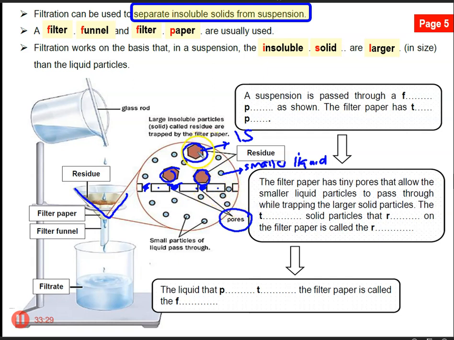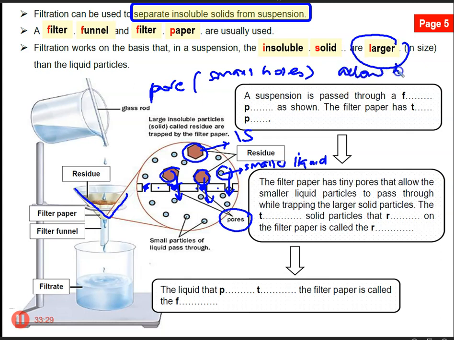Now you will notice that your large insoluble particles, which are larger in size, cannot pass through these pores, right? So what will happen? They will be trapped inside here. But you notice that your liquid particles here are small enough to pass through. So when you pour this suspension through the filter paper, the larger particles will be left behind in the filter paper, but the liquid passes through because your liquid particles are small enough to pass through the holes. Your filter paper has many pores or small holes. These small holes will allow liquid to pass through, but not your insoluble solid, because your insoluble solid is larger in size. So this is a physical property, because the size of the particles prevents it from passing through the filter paper.